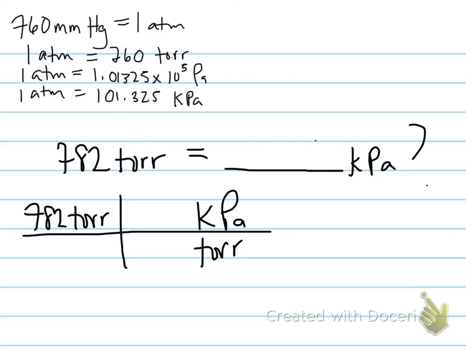Do you? Sure you do. Because 1 atmosphere is equal to any of these things. So these things are all equal to one another. So 760 torr, which is equal to 1 atmosphere, is equal to 101.325 kilopascals. It's actually that simple. So if you don't have a calculator already, go grab one.